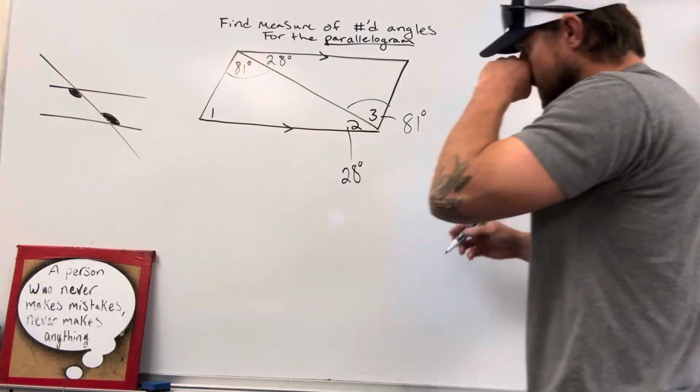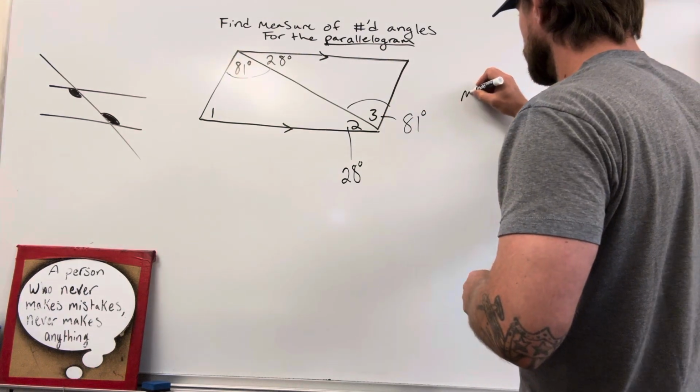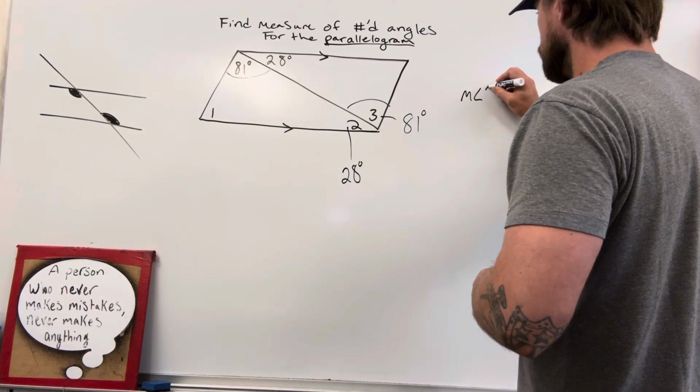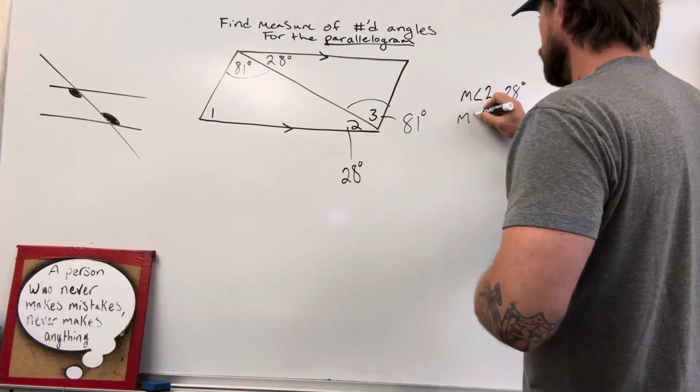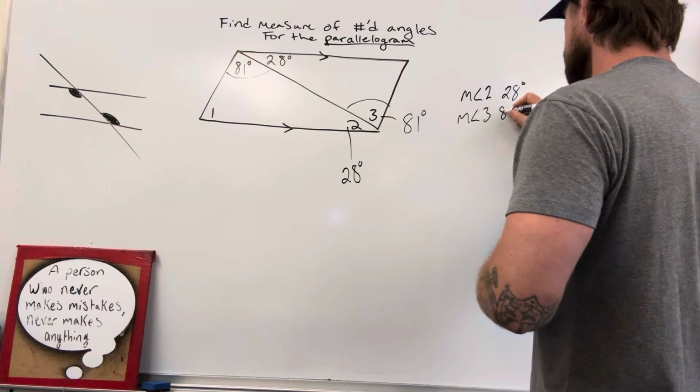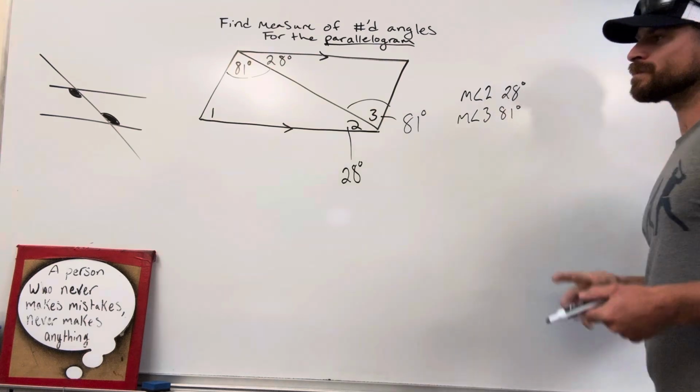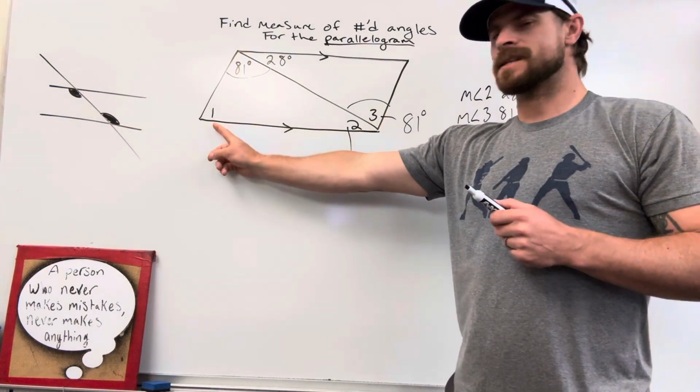So I'm going to write these down. I'm going to say measure of angle 2 is going to be 28 degrees. Measure of angle 3 is going to be 81 degrees. So the last one we got to find out is angle 1.